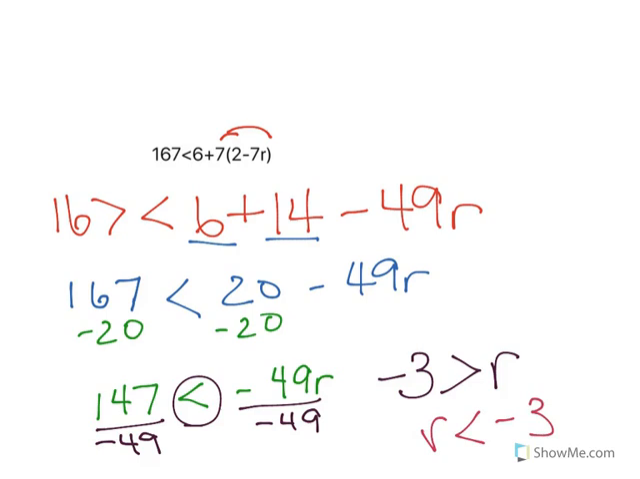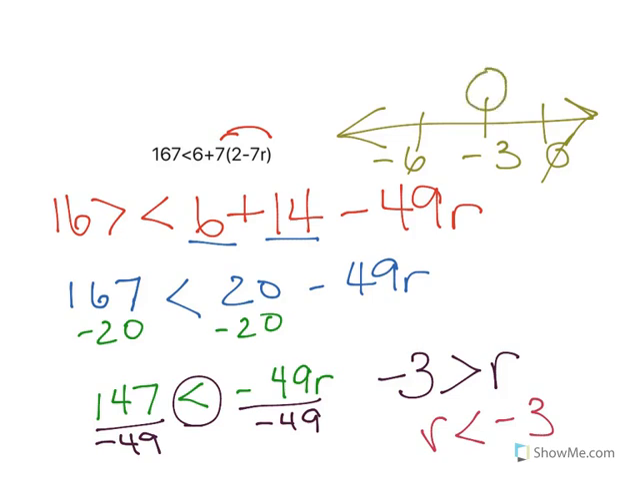Okay, so that means when I put it on my pretty little graph, I'm going to have negative 3 and 0 and negative 6 or something of that sort. I'm going to put an open circle on the negative 3 because it's less than, not or equal to, and it's going to go to the left. Okay, let's try another one.